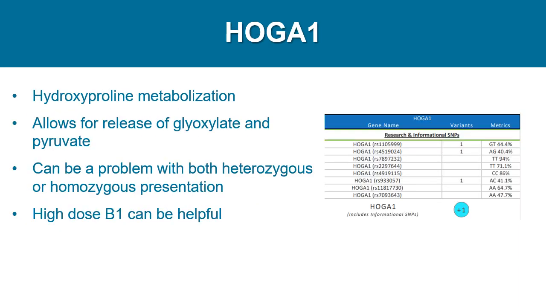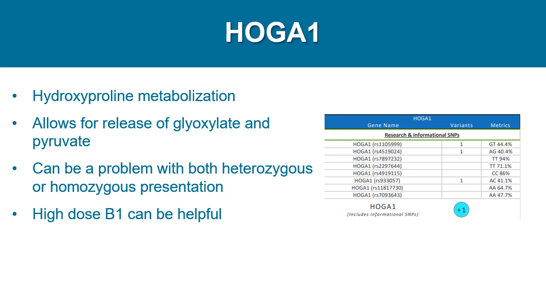And finally, the HOGA1 gene encodes the mitochondrial 4-hydroxy-2-oxoglutarate aldolase, which catalyzes the final step in the metabolic pathway of hydroxyproline that releases glyoxylate and pyruvate. This gene is expressed in the liver and kidneys, and variations may lead to hyperoxaluria type 3. Not very common. Actually, I have not yet seen one person with this one. I've seen the other three, but not this one.